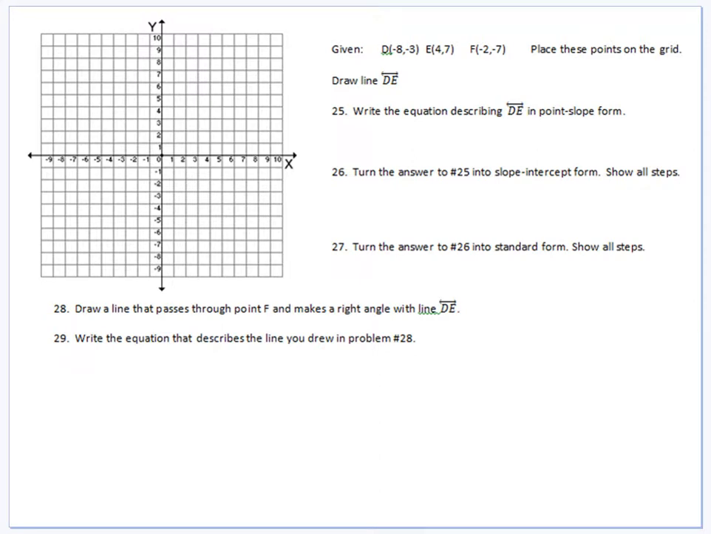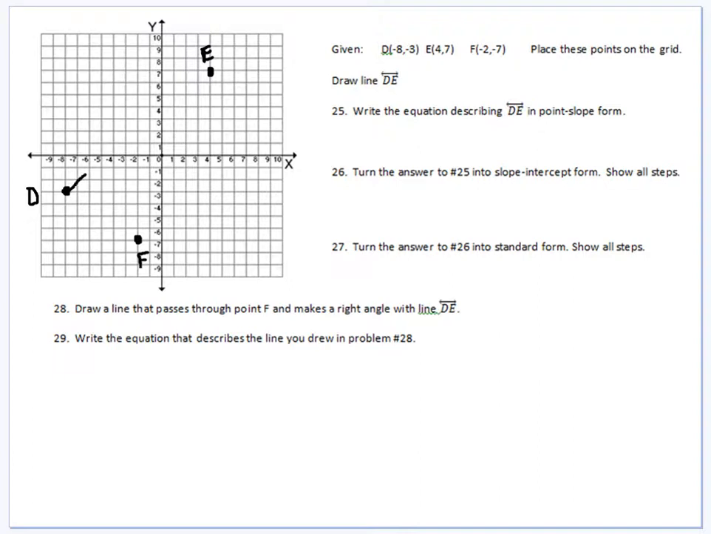Okay, let's plot these points on a grid. -8, -3. So -8, 1, 2, 3 is right there. So there's D. Then 4, 7, 4 to the right, up 7. There's E. And -2, 7, 2 to the left, 7 down. Right there's F. It says draw a line DE.